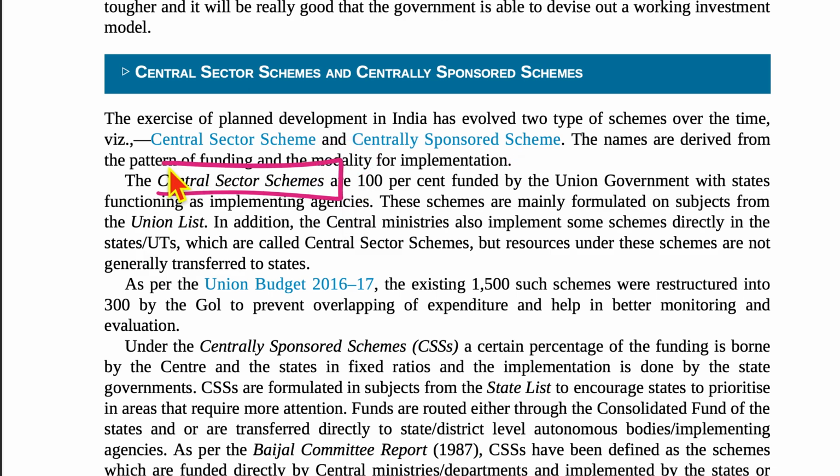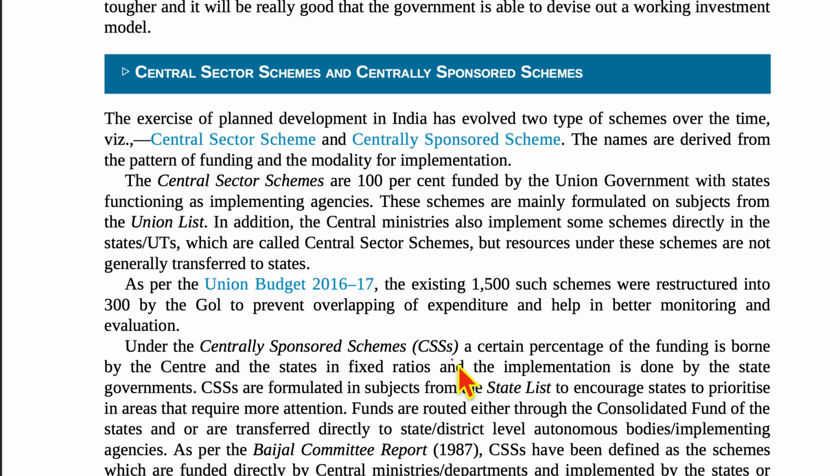The central sector schemes are 100% funded by the union government, with states functioning as implementing agencies. These schemes are mainly formulated on subjects from the union list. In addition, the central ministries also implement some schemes directly in the states and union territories, which are called central sector schemes, but resources under these schemes are not generally transferred to states. As per the union budget of 2016-17, the existing 1,500 such schemes were restructured into 300 by the Government of India to prevent overlapping of expenditure and help in better monitoring and evaluation.